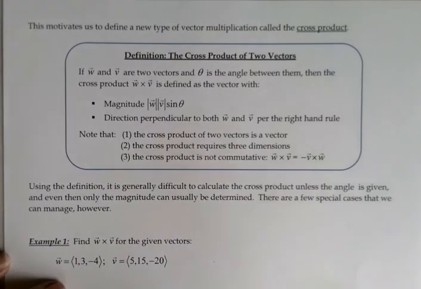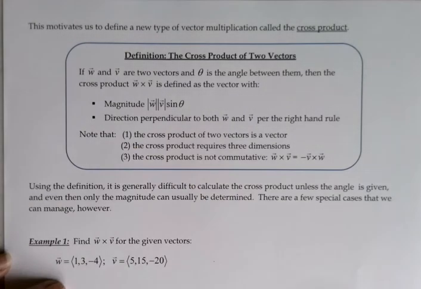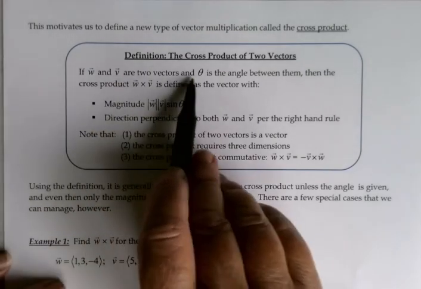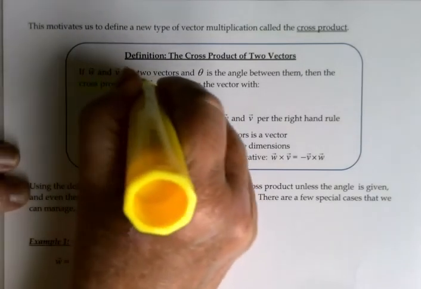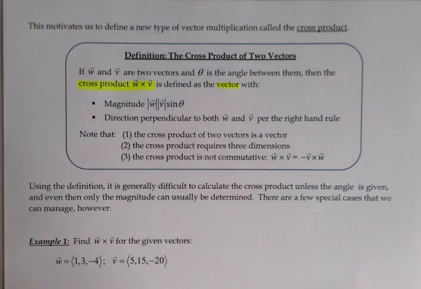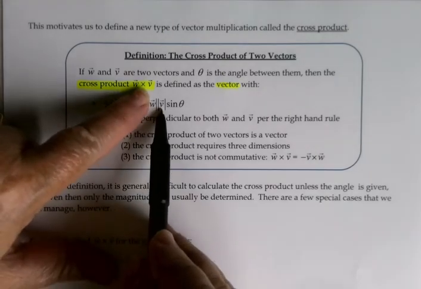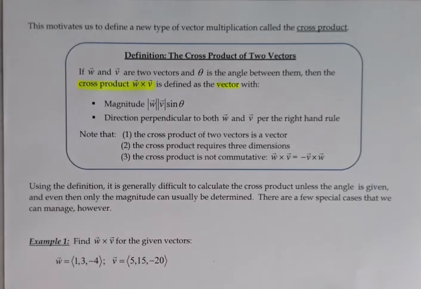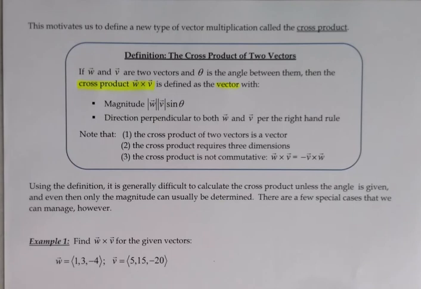So here we go. The definition of the cross product of two vectors could be R and F, but I'm going to do it generically now as just W and V. W and V are then two vectors where theta is the angle between them. Then the cross product, W cross V, is defined as a vector. And this vector has two properties. Its magnitude is the magnitude of the first times the magnitude of the second times the sine of the angle between them, just like we were seeing on the other page. The direction is perpendicular to both W and V, based on that right-hand rule.